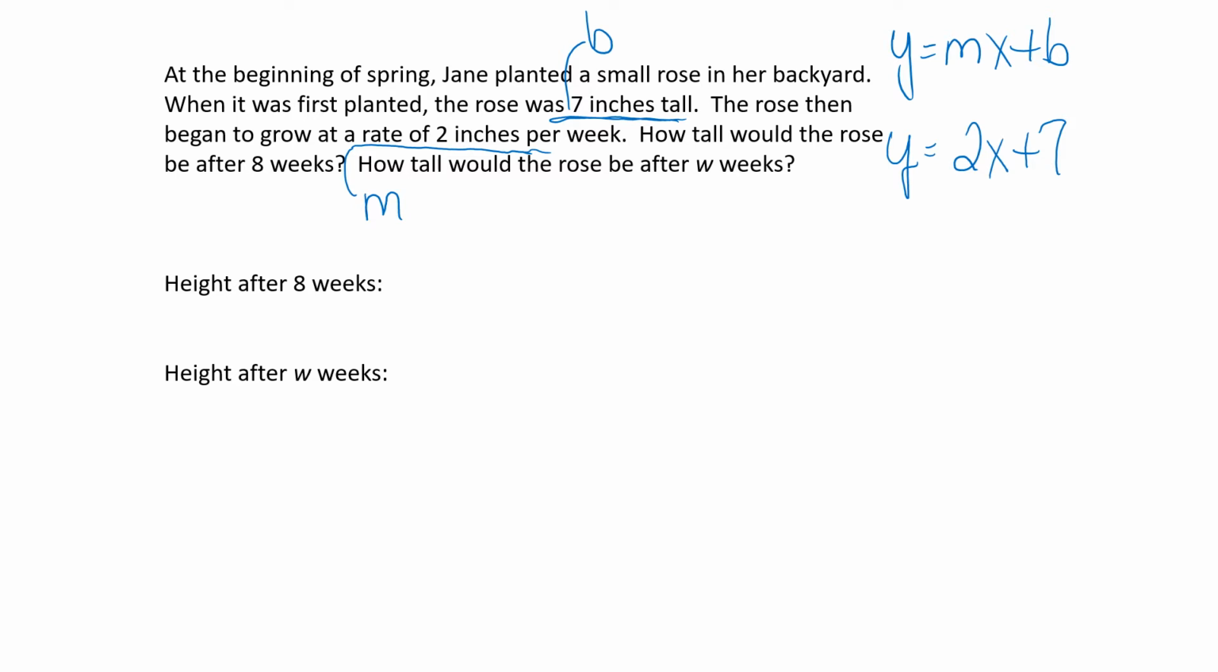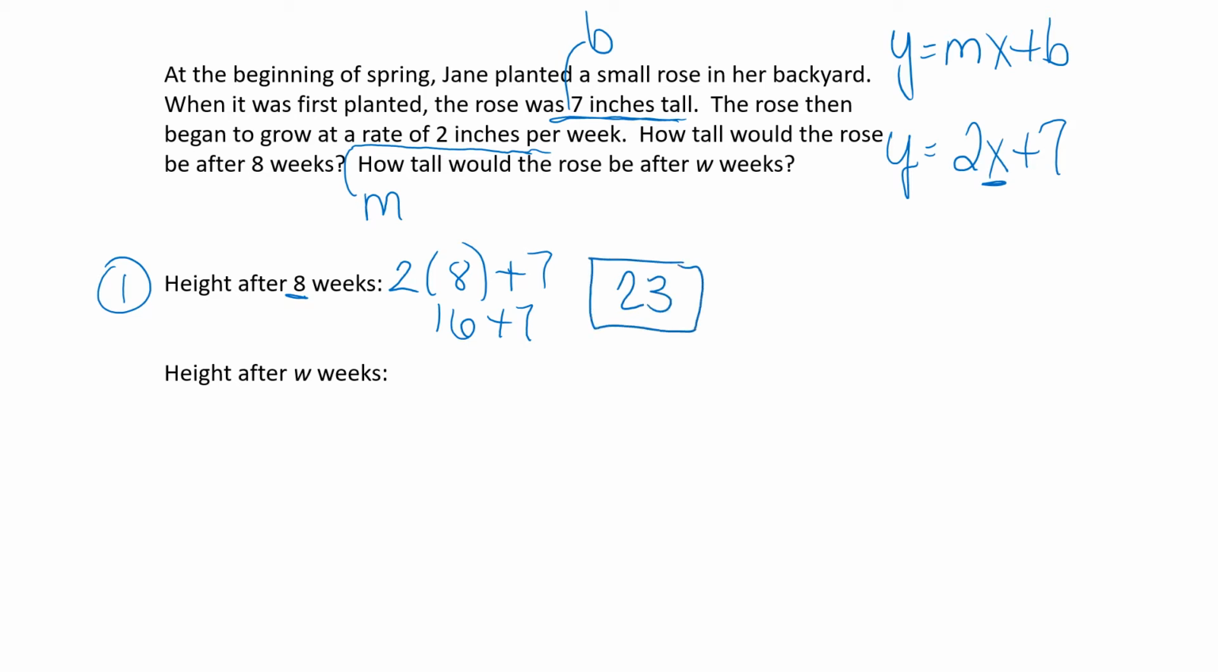So we're going to use that equation to answer the first problem, the height after 8 weeks. All you're doing there is taking that value of 8 and substituting into your equation for the x. So you're working the problem 2 times 8 plus 7. 2 times 8 is 16, and 16 plus 7 would be 23. So 23 would be the answer you would place in your Delta Math box for the height after 8 weeks.